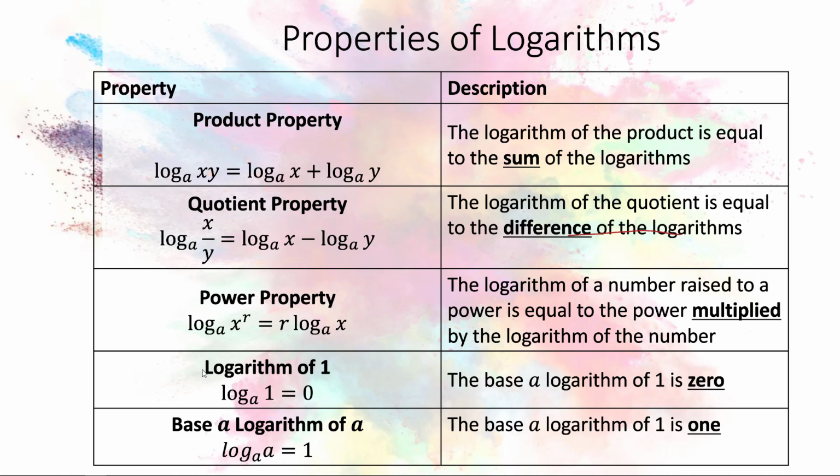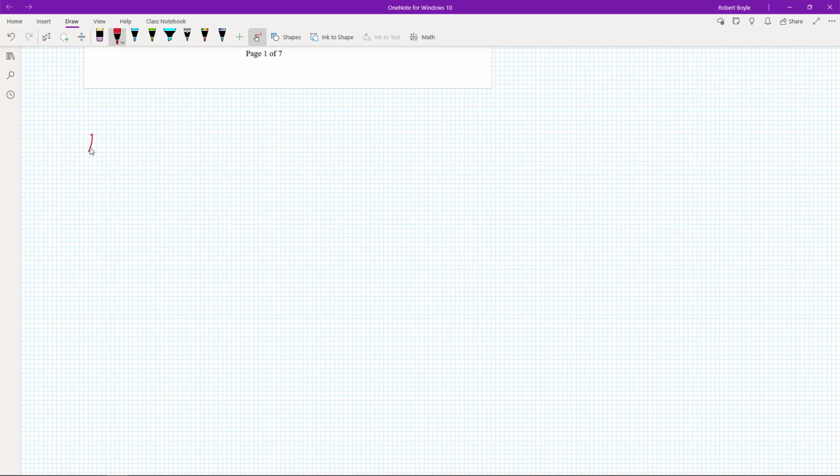And then next we have the power property. The power property says that the log base a of x raised to the rth power can be rewritten as r times the log base a of x. This says that the logarithm of a number raised to a power is equal to the power multiplied by the logarithm of that number. And this one we can actually prove. If the log base a of x raised to the r power is equal to y, that implies that a raised to the y power is equal to x raised to the r power.